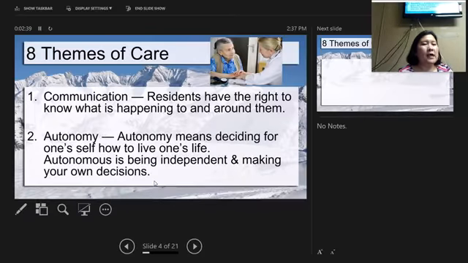Okay? Autonomy. So autonomy means the right to make decisions. We talked about that already too. The autonomous means being independent. They're allowed to refuse anything they want to, but they also are allowed to make choices about what they do and do not want to do.